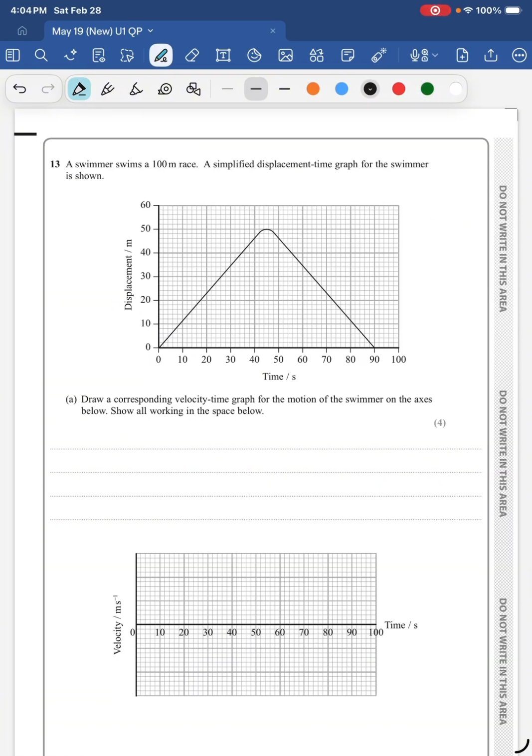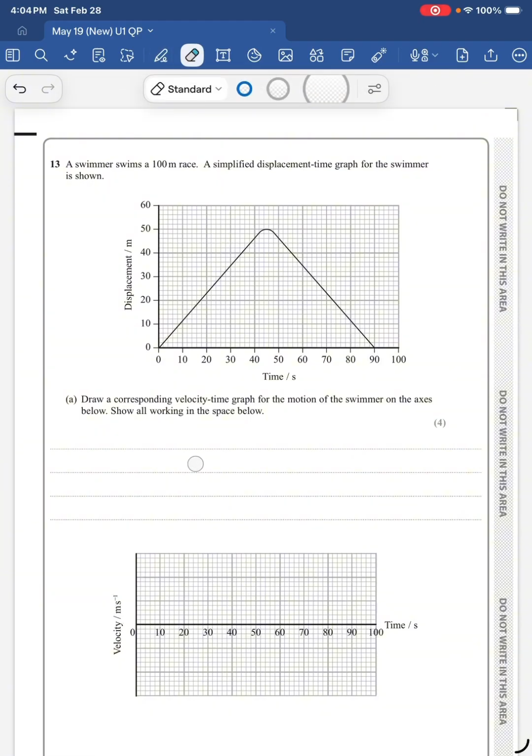Okay, now question 13. A swimmer swims a 100 meters race. A simplified displacement time graph for the swimmer is shown. Draw a corresponding velocity time graph for the motion of the swimmer on the axis below. Show all work in the space below. They mean this space, I guess.